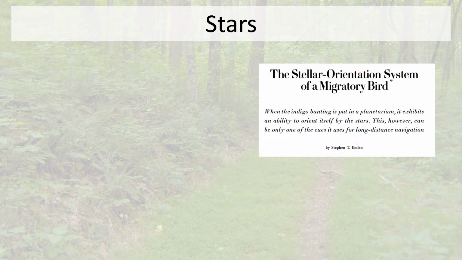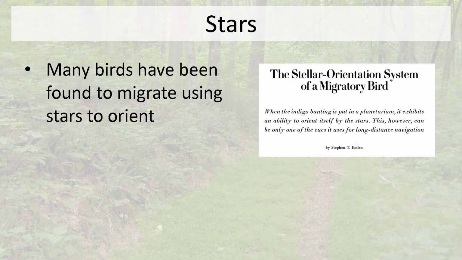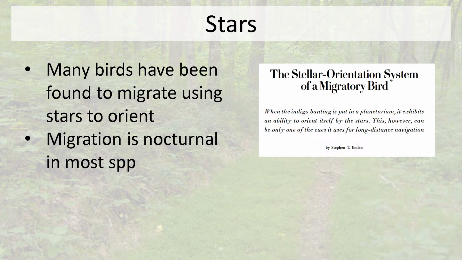One way that birds orient to head south in the fall or north in the spring is the use of the stars. A variety of studies have shown birds using the stars to orient on their migration. Now, it's important to remember that for a lot of songbirds, like our friend the blackpoll warbler or the Swainson's thrush, migration is a nocturnal behavior. So that's why you don't go outside and just see a lot of songbirds migrating. It's because this happens at night.